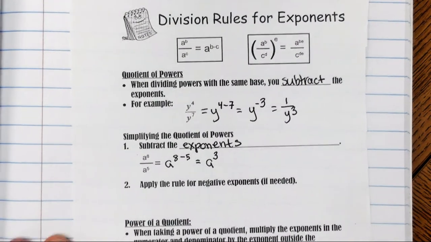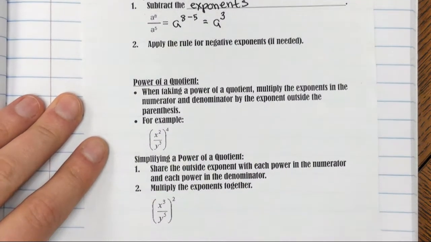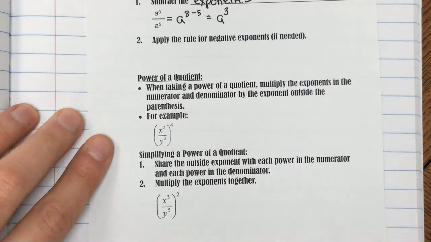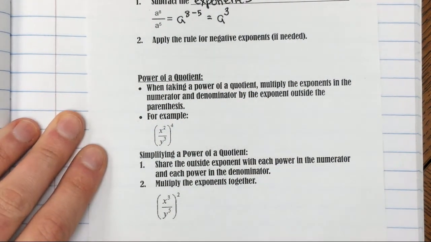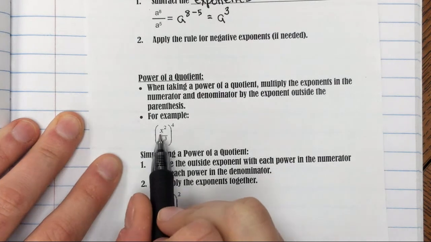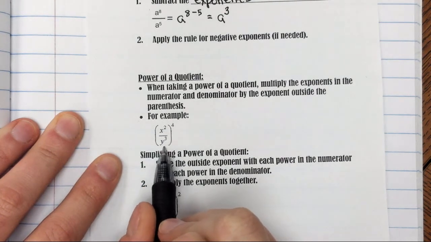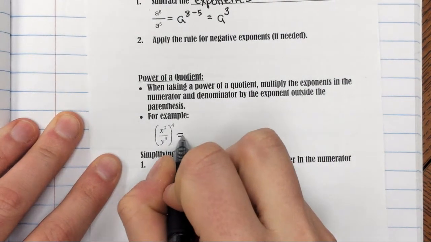All right. Number 2, power of a quotient. When taking the power of a quotient, multiply the exponent in the numerator and the denominator by the exponent outside the parentheses. So for example, I have x to the second over y to the third, all to the fourth. So we can see why that works.